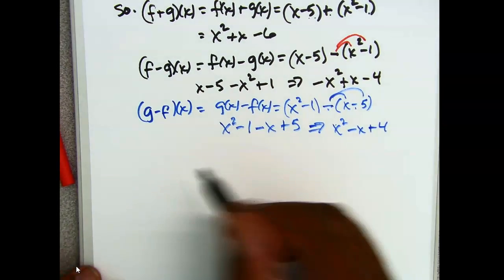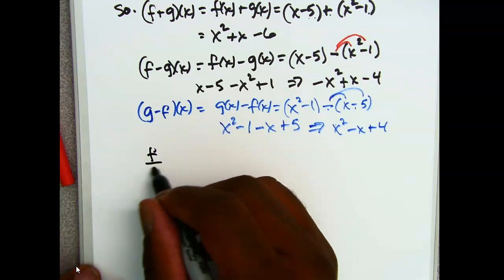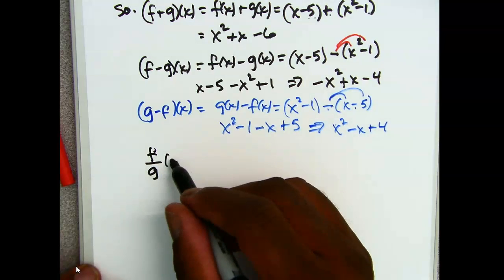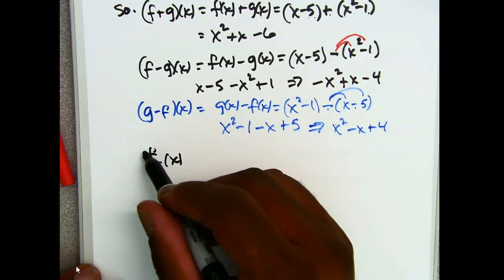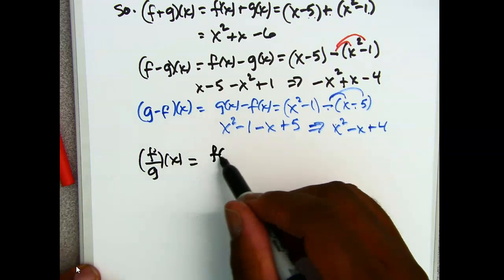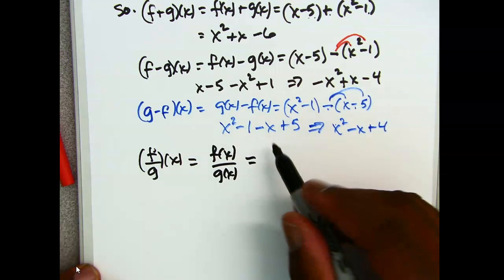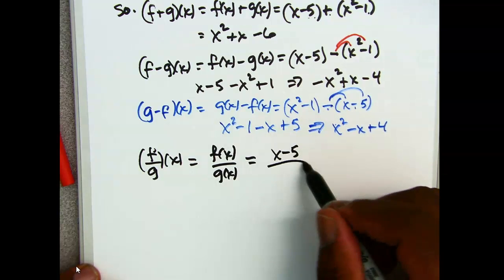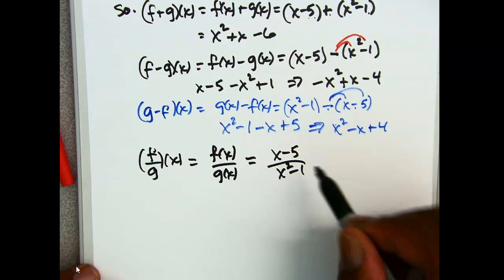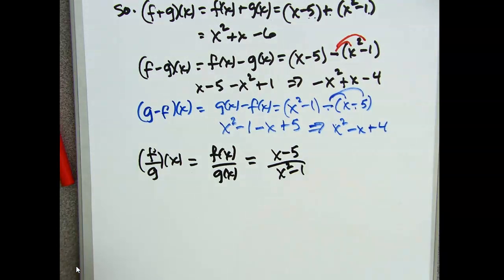Okay, next we have f divided by g of x, which is f of x divided by g of x. So that's going to give us x minus 5 over x squared minus 1. And similarly, g over f of x would give you g of x divided by f of x. Well, today we're going to take a look at the composition of functions.